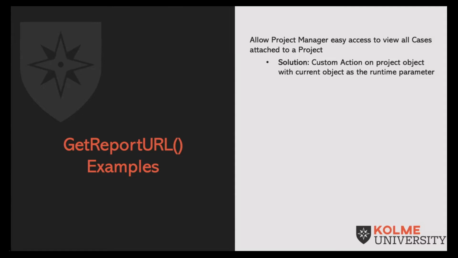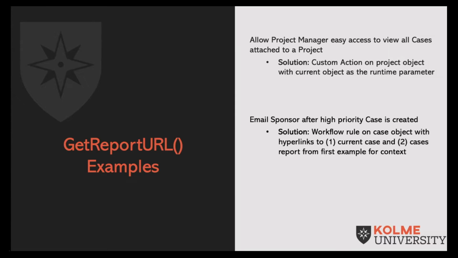That's right. And for the second example, I want sponsors, which have a lot on their plate, to be able to use the GetReportURL with automation to prompt them on high priority items. So here we're going to email the project sponsor. I have a workflow rule that will email the sponsor when a high priority case is created. This email will have two hyperlinks. It will have a hyperlink for the current high priority case that was just created and a link for the full case report for context.